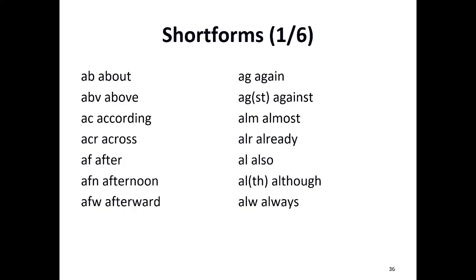And then there's a completely different kind of contraction. These are called short forms. There are a lot of them. These take longer words and take letters out of that longer word to make a sort of abbreviation or shorthand that means that word. So on this slide, the first word about, you can just use the letters A-B, and that represents the word about. Or A-B-V, that means the word above.